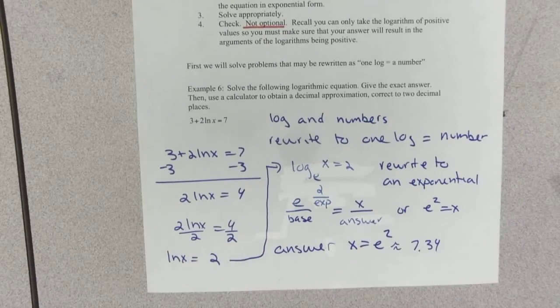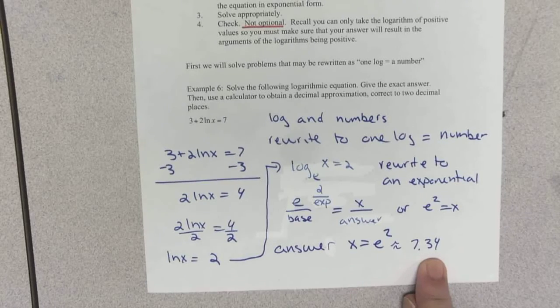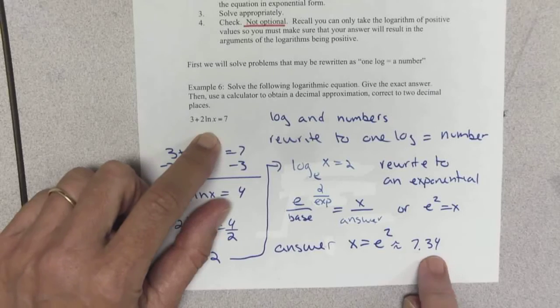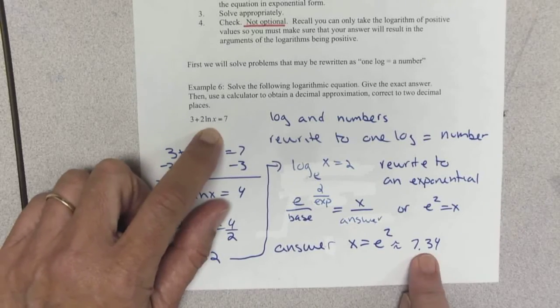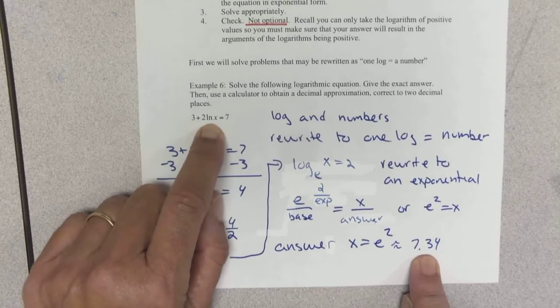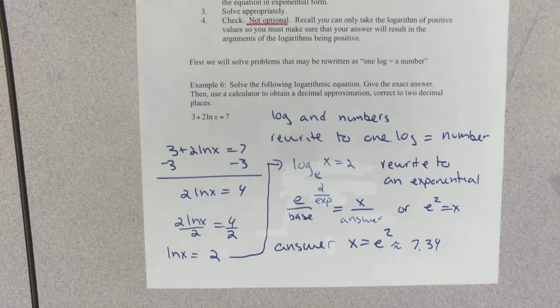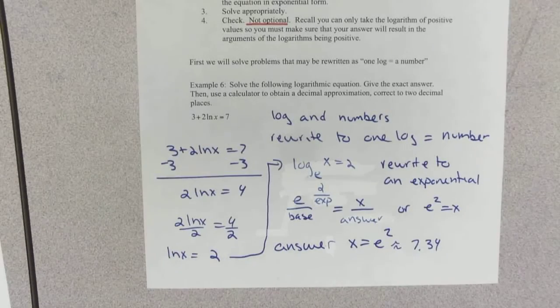That will be sufficient if your work is otherwise correct, just to make sure that you don't get an extraneous solution. And so you're making sure that you're taking the logarithm of a positive value. E squared, which is approximately equal to 7.34, is a positive value, and when I take the logarithm of a positive value, I should be okay. So you need to check at least that part, that you're making sure you take logs of positive values. So there's our first problem.